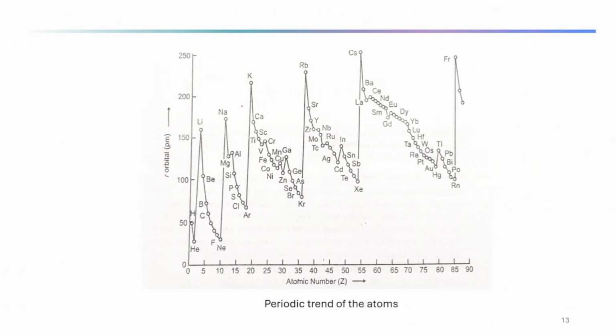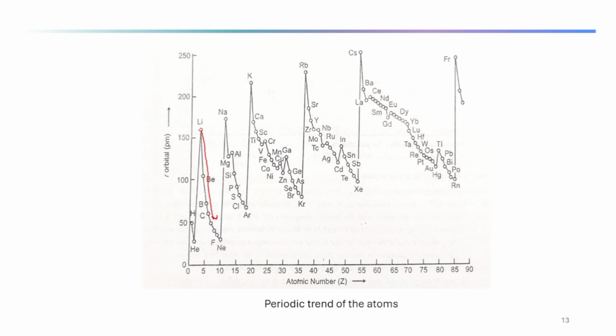Now this is the chart which tells you Z versus R, meaning atomic number versus the radius of the atom or radius of the orbital. So these are the s block elements. For s block elements, the atomic radius is larger for the alkali metals, and as we go along the period from lithium to beryllium, boron, carbon, nitrogen, oxygen, the atomic radius decreases. So it decreases till neon.